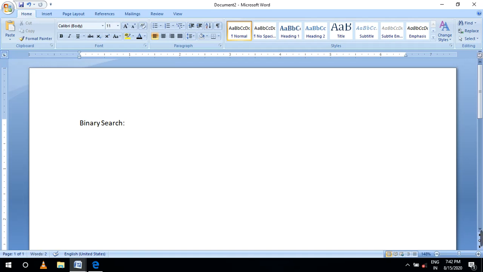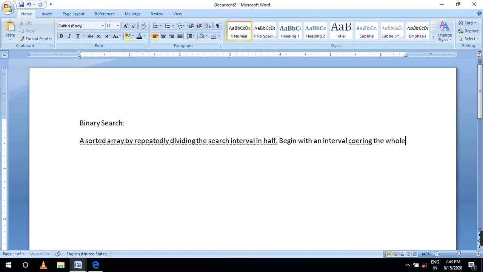Binary search searches a sorted array by repeatedly dividing the search interval in half. It begins with an interval covering the whole array.